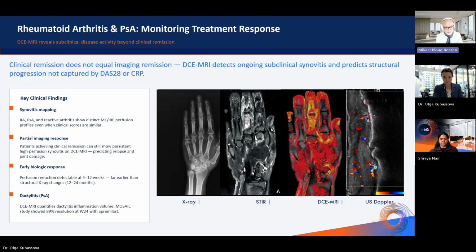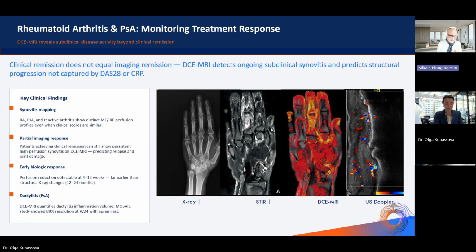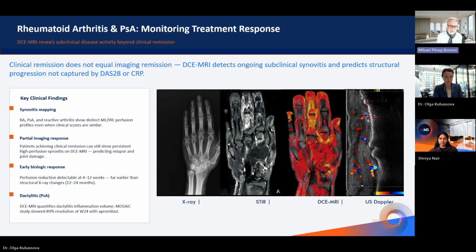You can see on the STIR that the whole third finger is bright. And on the dynamic DCE-MRI, you can see there's a very high yellowish curve here, meaning that you have high activity in the same area, and the corresponding ultrasound Doppler, where you see that you not only have a tenosynovitis, we also have synovitis, and the ultrasound shows you as well that you have some new bone formation in and around the joints.